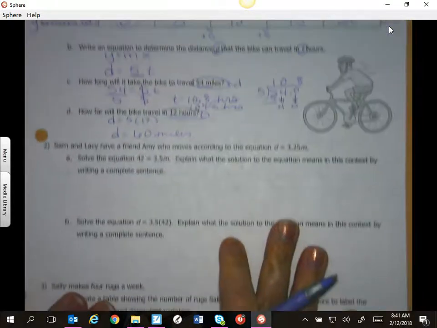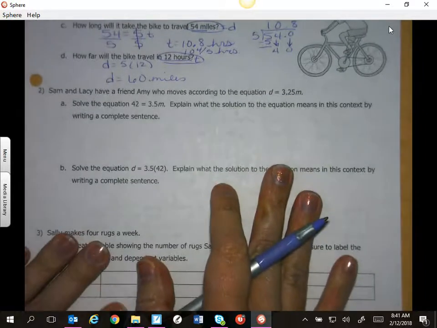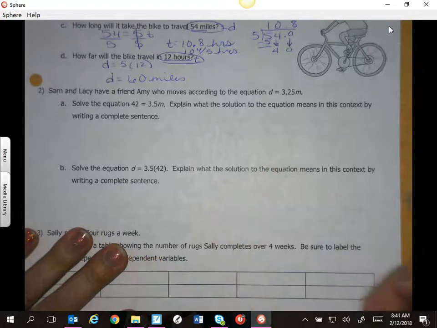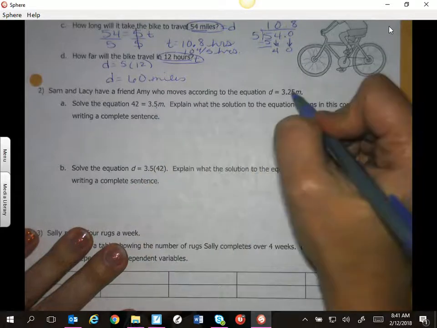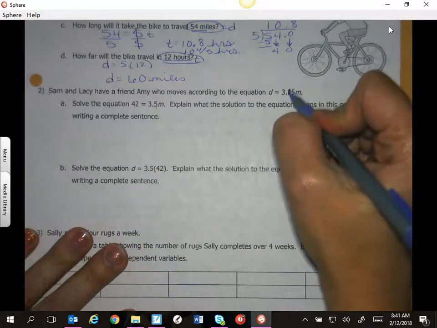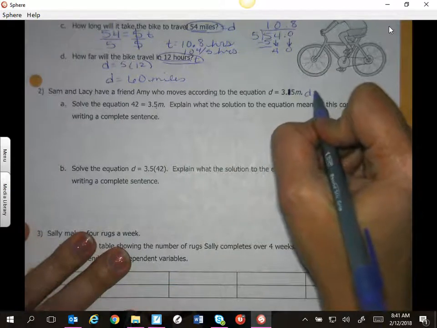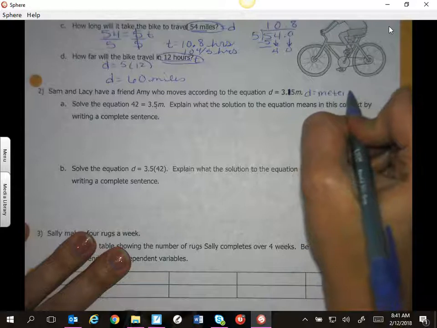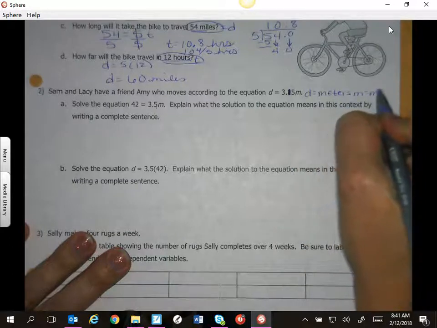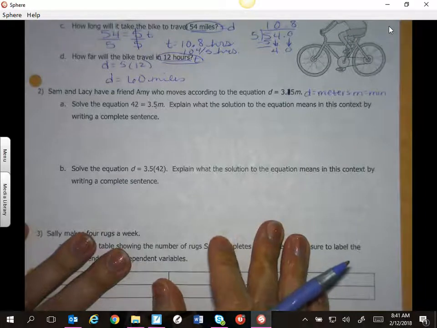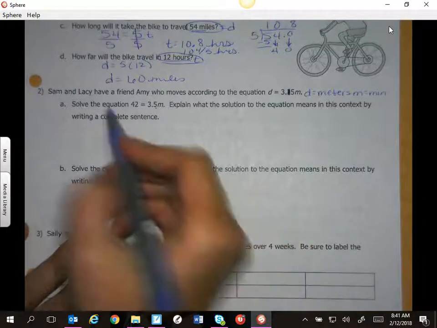Sam and Lacey have a friend, Amy, who moves according to the equation d equals 3.25m. And then it's different here, so we're going to actually scratch out the 2. This is a typo. And I'm going to tell you here, distance is going to be meters, and m is going to be minutes. Solve the equation, 42 equals 3.5m. Explain the solution to the equation in the context in a complete sentence.